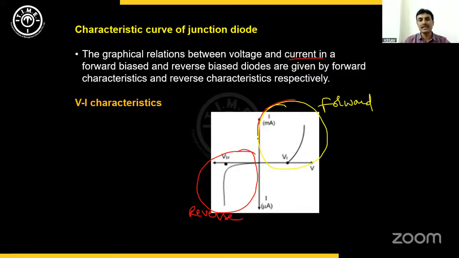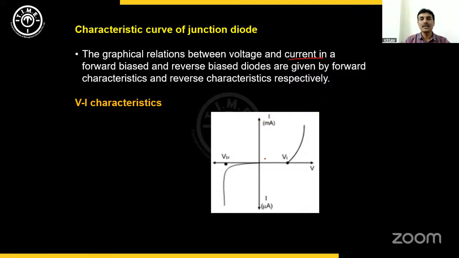Forward bias characteristics are shown here, V versus I, and the current is in milliampere range. And in reverse bias, the current is in microampere range, that is shown in this graph. If you observe the forward bias characteristics, with increase in voltage, current gradually increases like this. And here Vt is called the threshold voltage.